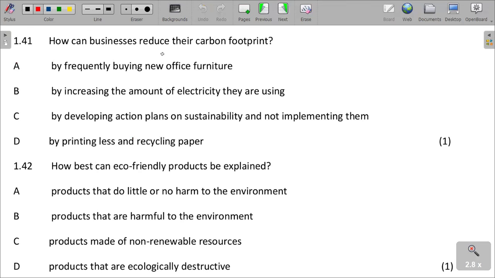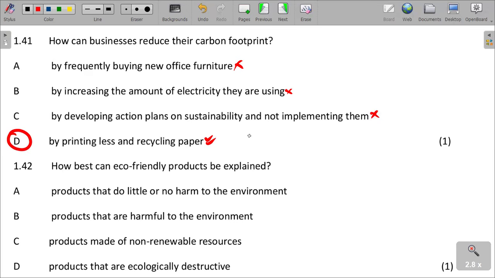How can businesses reduce their carbon footprint? Carbon footprint, number 41, it can be by frequently buying new office furniture. It has nothing to do with carbon footprint. Increasing the amount of electricity they are using, it has nothing to do with footprint. Developing actions on sustainability and not implementing them means nothing as well. By printing less and recycling paper, it can actually do that.